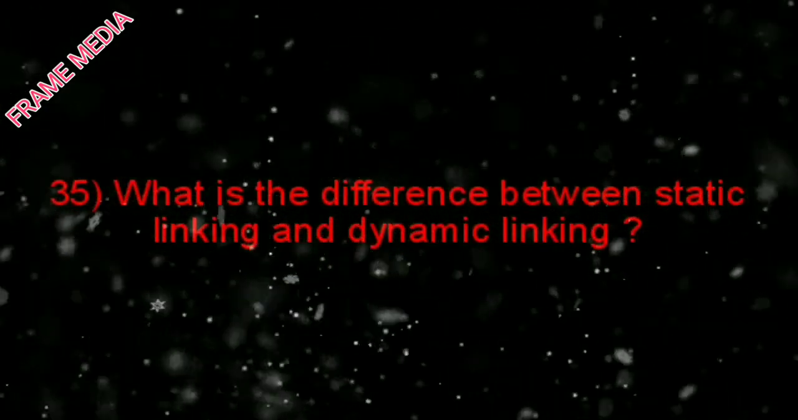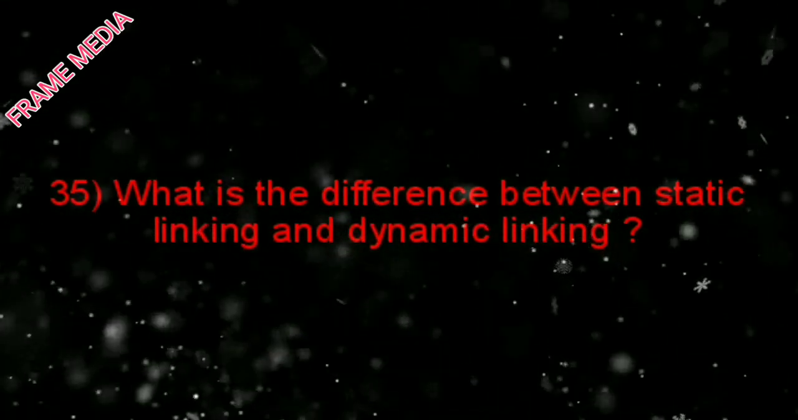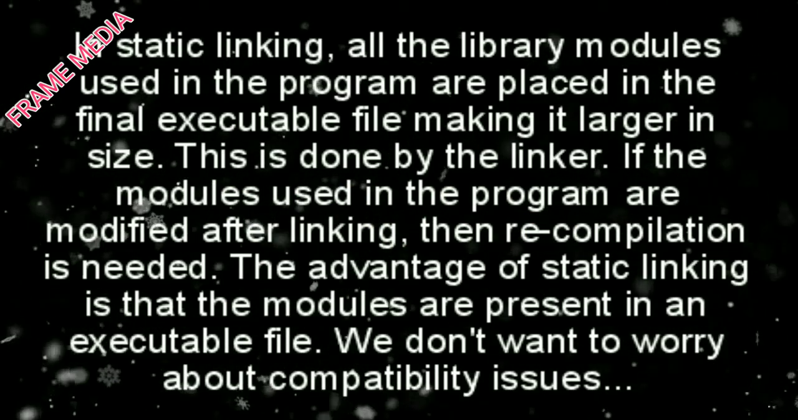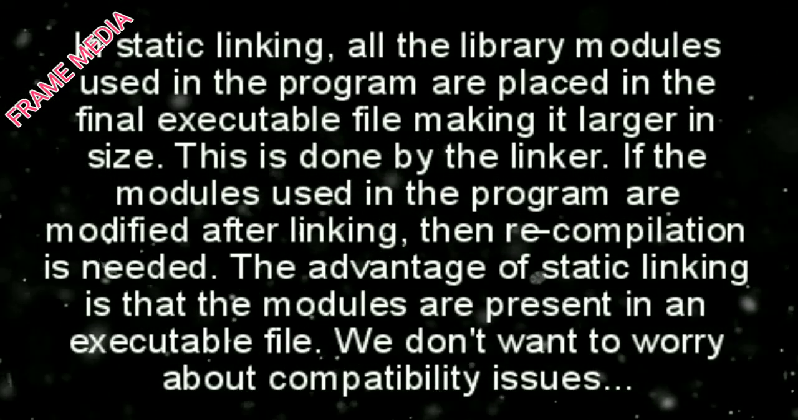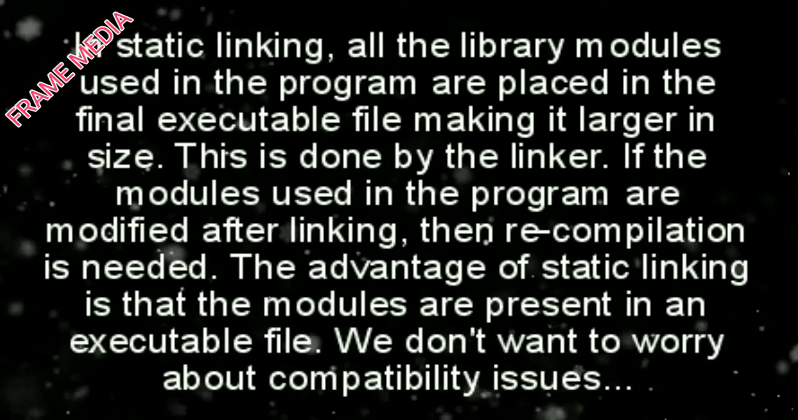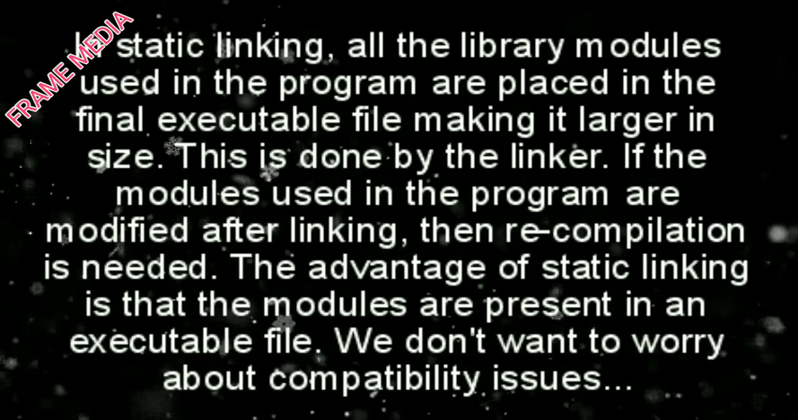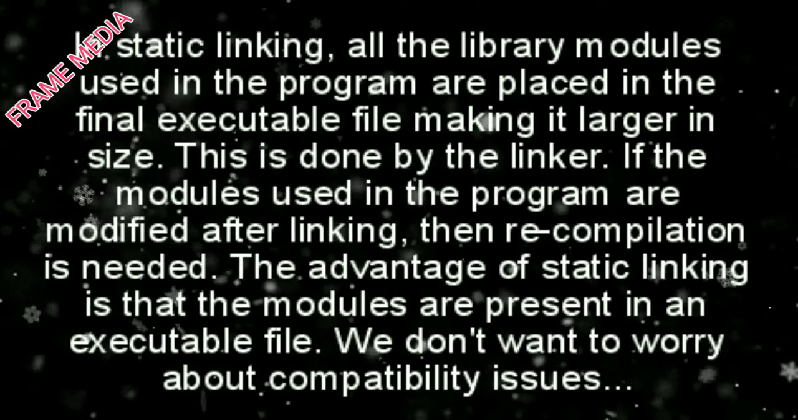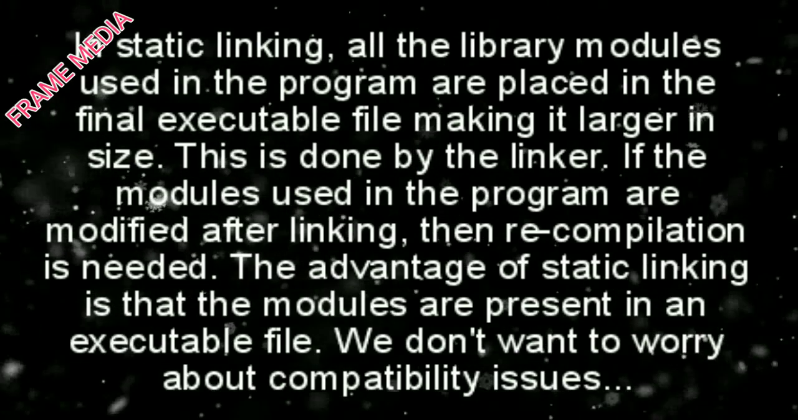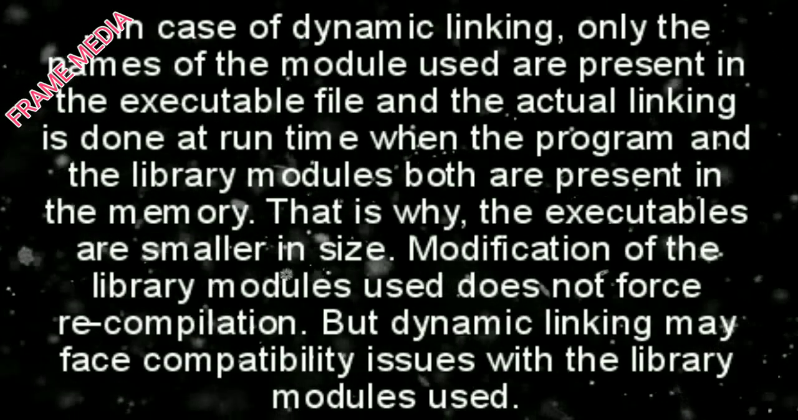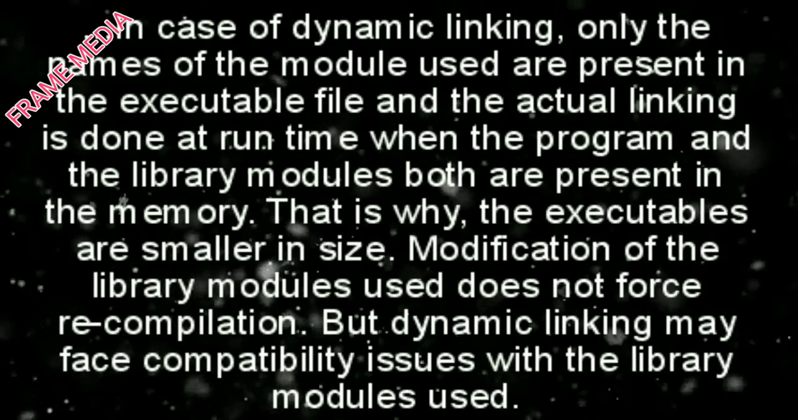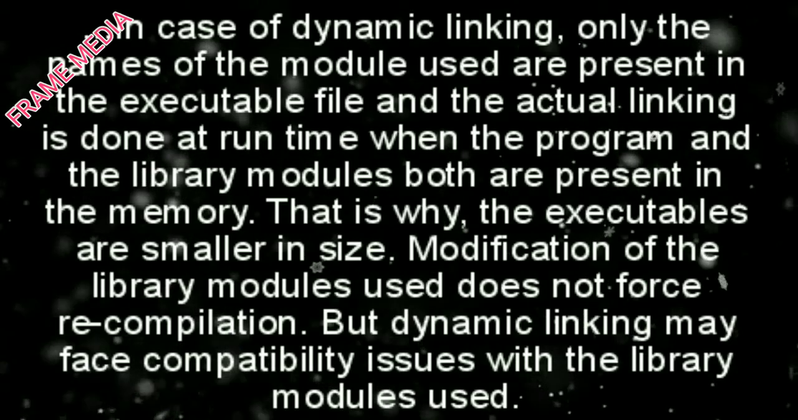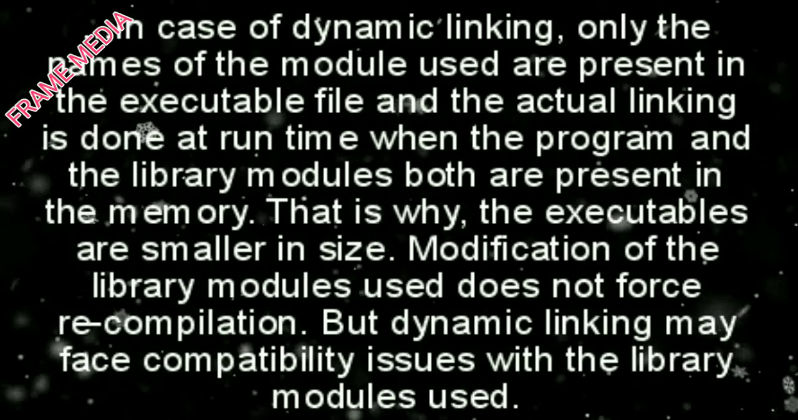What is the difference between static linking and dynamic linking? In static linking, all the library modules used in the programs are replaced in the final executable file, making it larger in size. This is done by the linker. If the modules used in the program are modified after linking, then recompilation is needed. The advantage of static linking is that the modules are present in an executable file. We don't have to worry about compatibility.